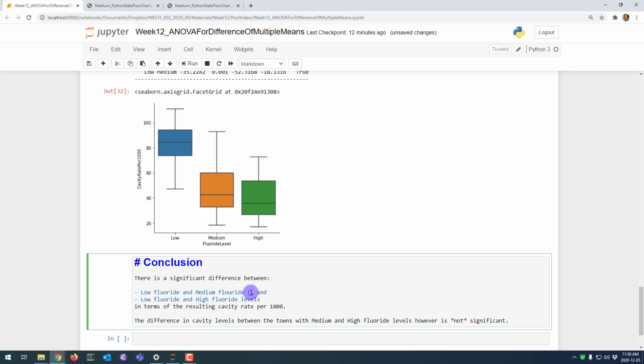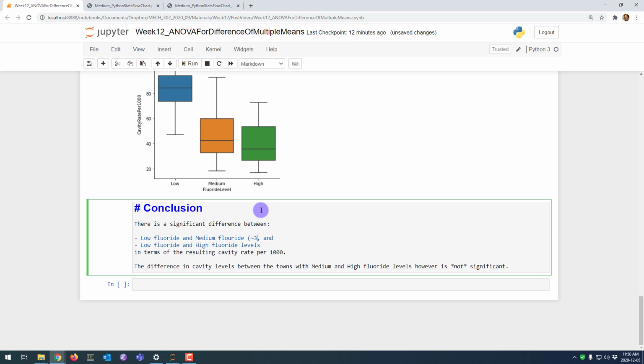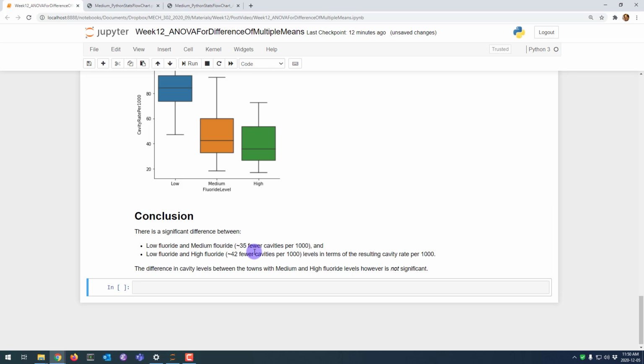So this is a rate of low to medium. We would have around 35 fewer cavities per thousand. That is much more helpful. And this is around 42 fewer cavities per 1,000. That at least tells you how big this difference is relative to reality. So in the real world, how much of a difference is this?